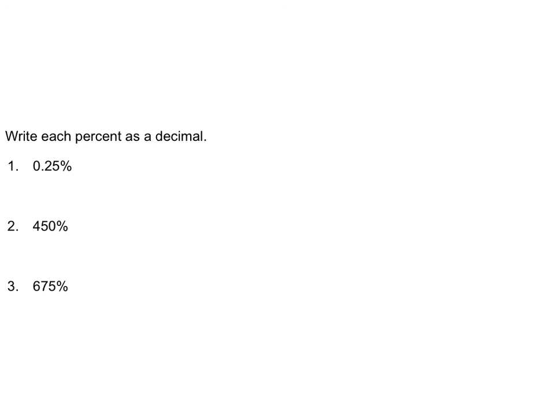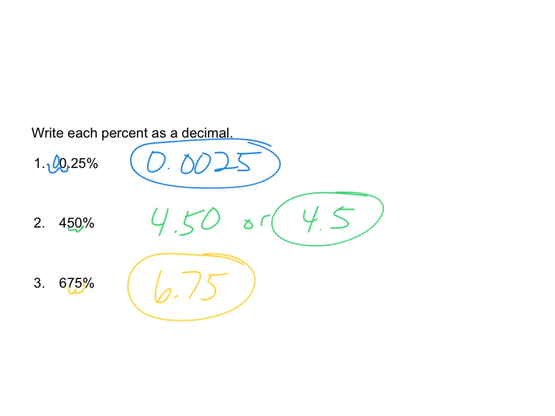Go ahead and pause the video and write these 3 percents as decimals, and then hit play and see how you did. For the first one, moving it to the left and filling in that 0, you should have got 0.0025. Second one, 0.45. Third one, 6.75.